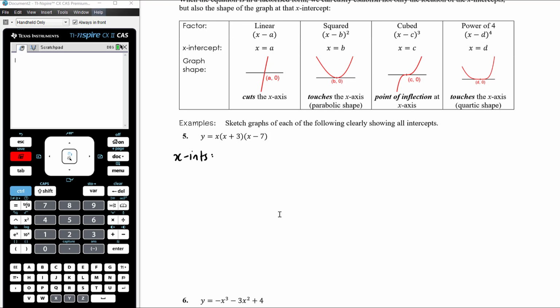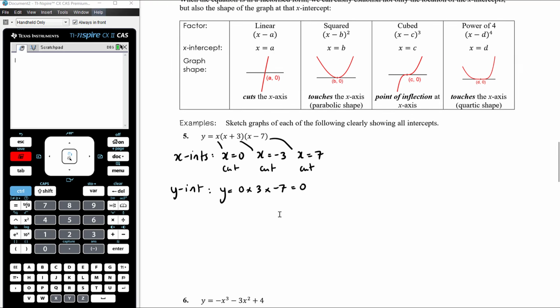We can see straight away that our x-intercepts are going to be at x equals 0, x equals -3, or x equals 7. They're all to the power of 1, those factors, and so at each of those x-intercepts the graph is going to cut through the x-axis. The y-intercept is nice and easy here because we've got this x-intercept at 0, so when you let x equals 0 you'll get 0 times 3 times -7, which is 0.